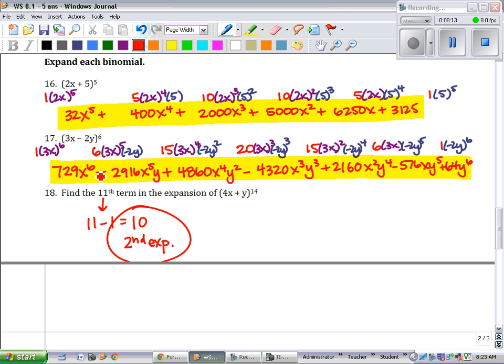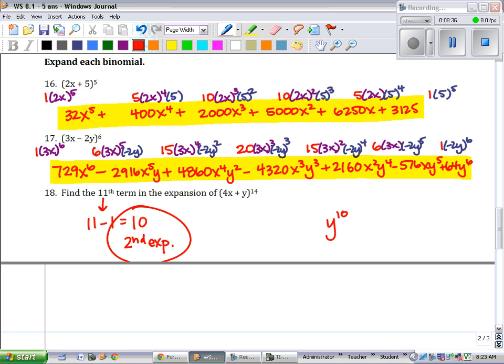I didn't know that's the second. Well, if you look at the pattern, the second exponent here is 0, but it's the first term. The second exponent here is 1, but it's the second term. The second exponent is 2, but it's the third term. So if you subtract 1, that tells you your second exponent. So once I know the second exponent, I can build this term kind of backwards. I know y is to the 10th. There's my second exponent, guys.